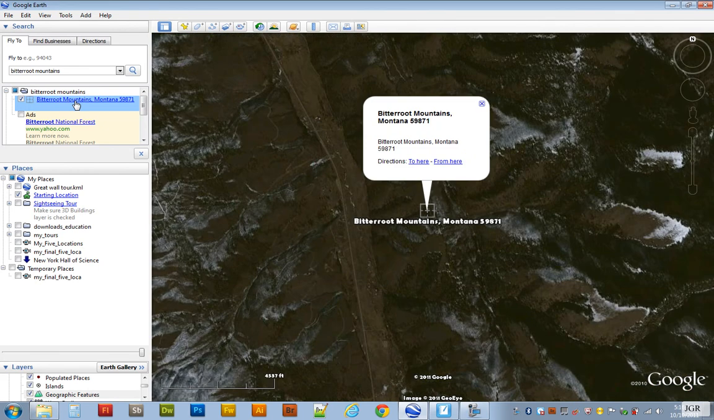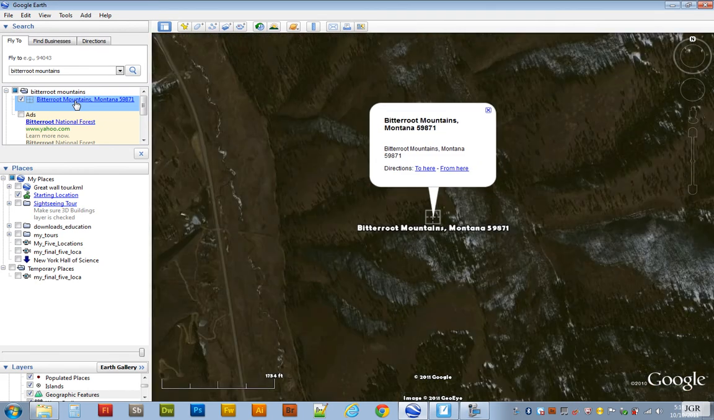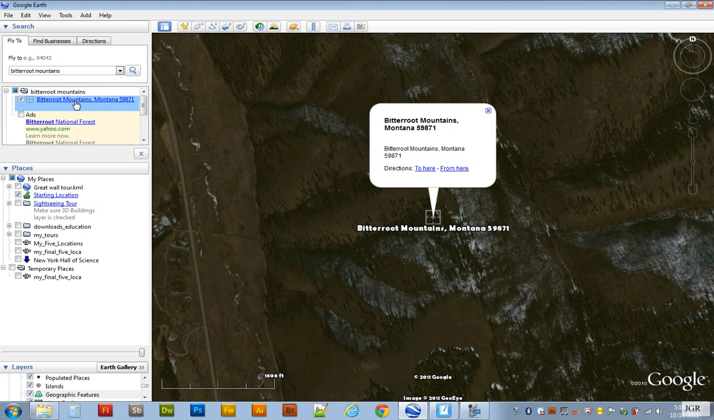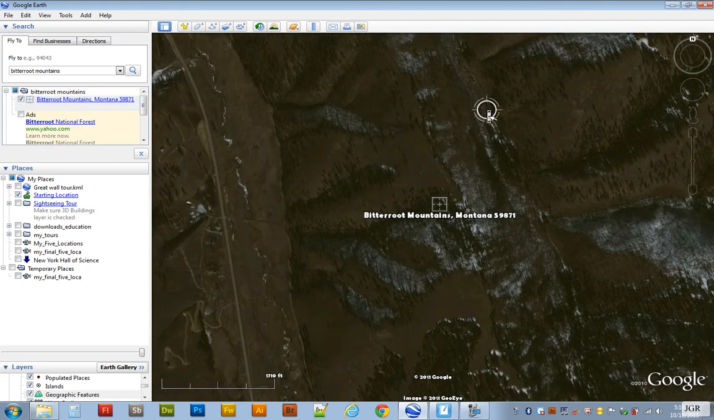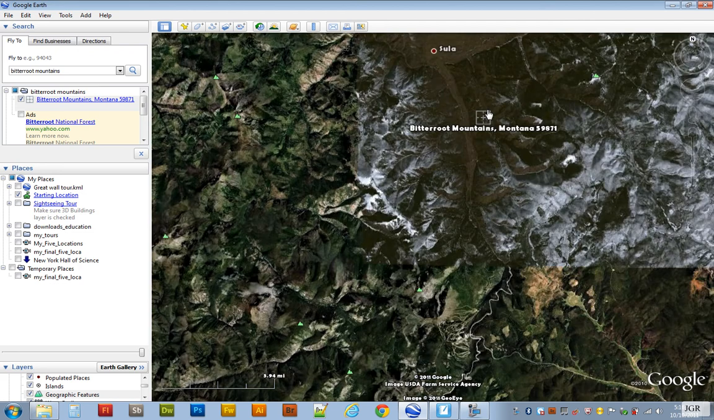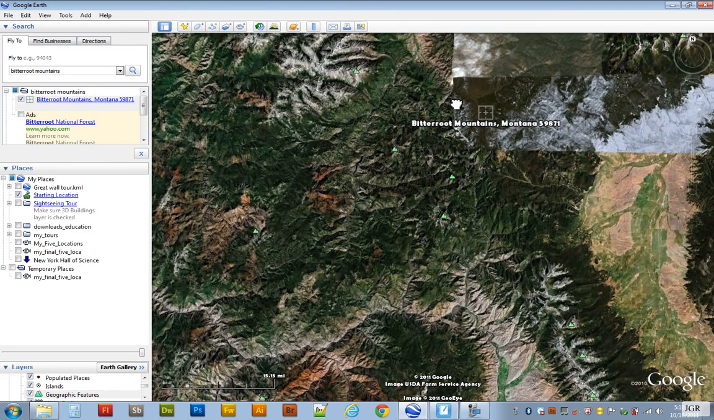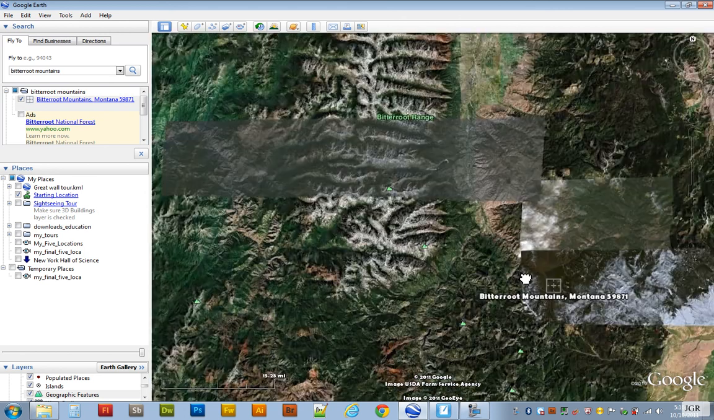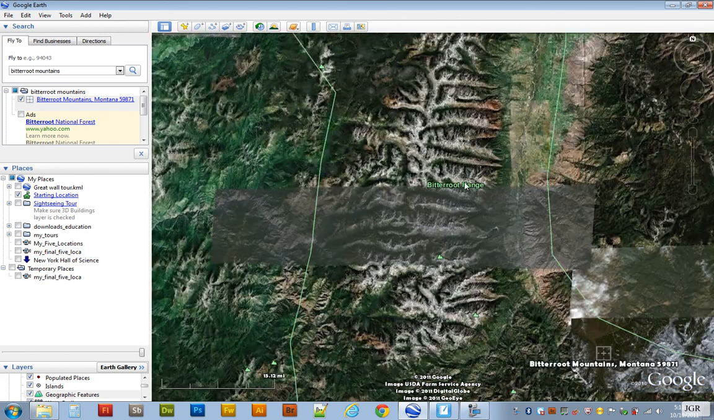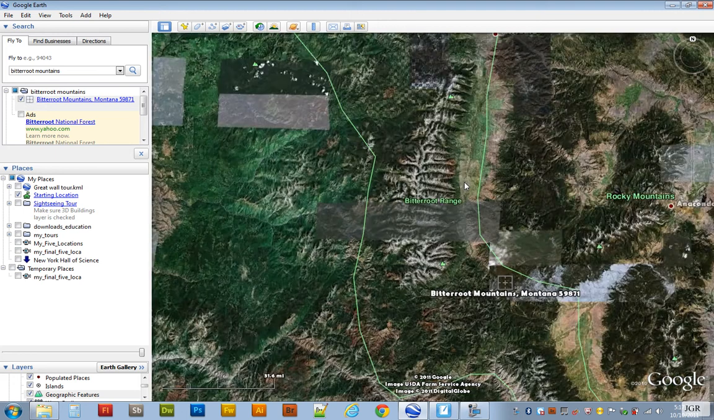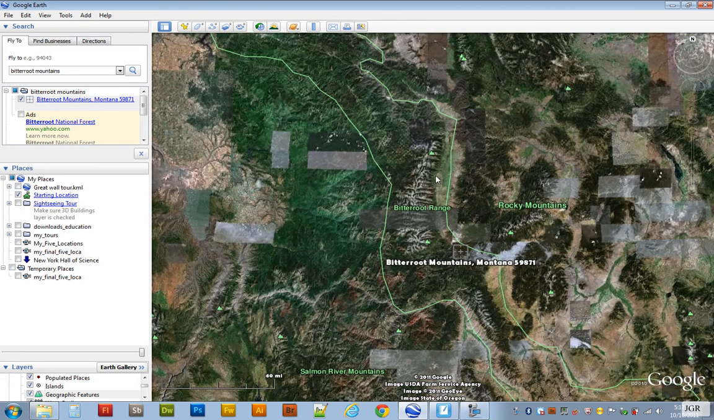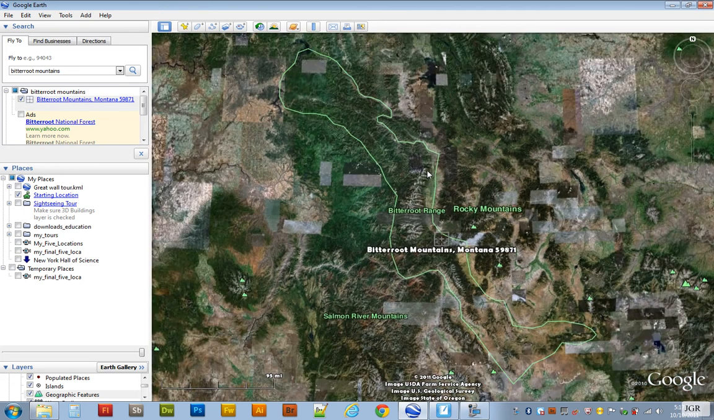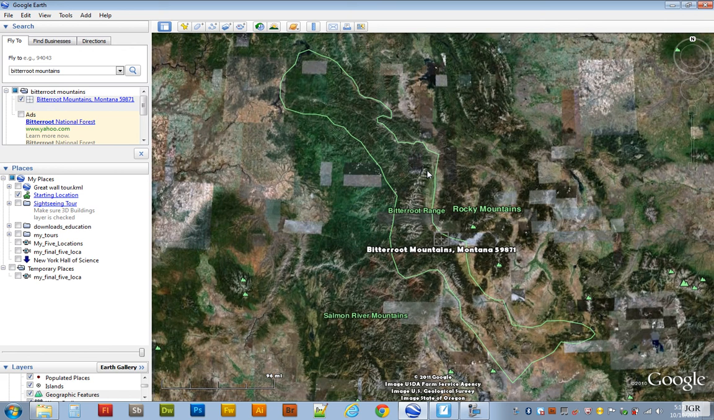And here we have a point of the Bitterroot Mountains. As we can see, they're located in Montana. And as we zoom out from the Bitterroot Mountains, what I'm looking for is the label for the Bitterroot Range, which is right here. Okay. Now, if I double click on the Bitterroot Range, you're going to see the green outline that covers the Bitterroot Range. And as you can see, it actually covers a bigger area.